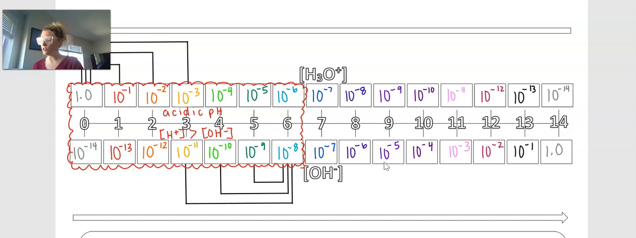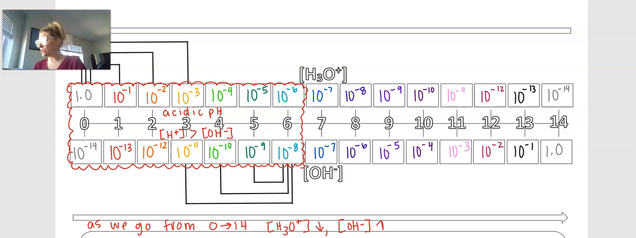As we're going from left to right across the pH scale, our concentration of H3O plus is decreasing and our concentration of OH minus is increasing. So as we go from, actually, let me put this below the line so I leave myself some space. So as we go from 0 to 14 on the pH scale, our concentration of H3O plus is going to decrease, okay, and our concentration of OH minus is getting bigger.